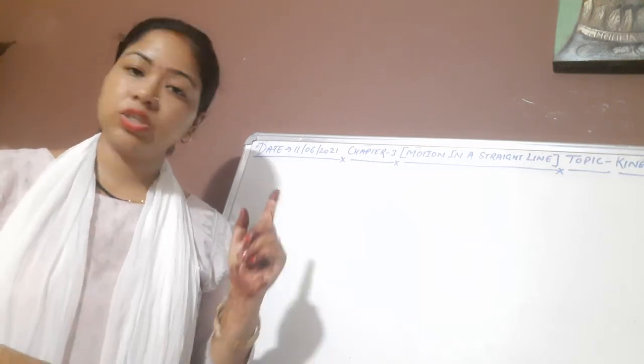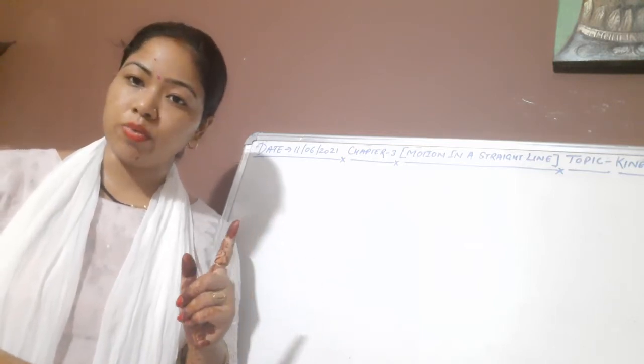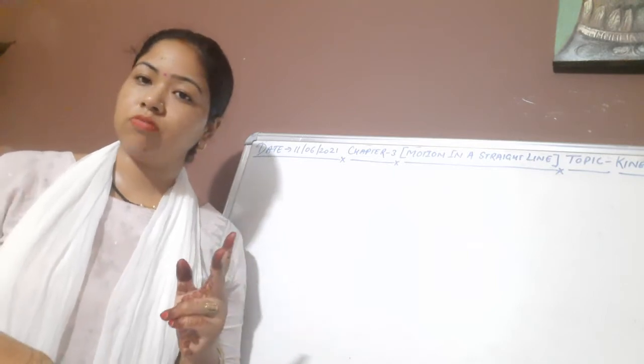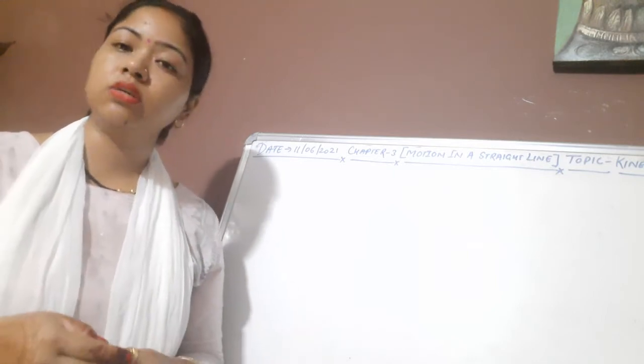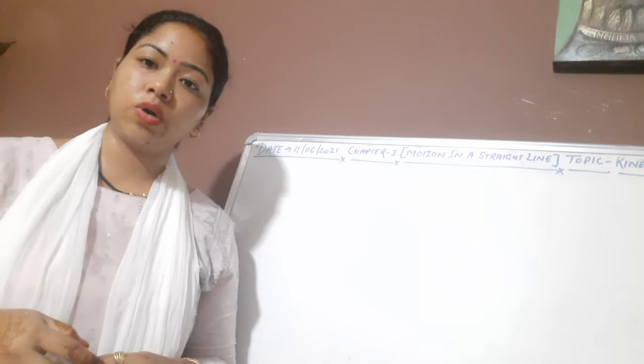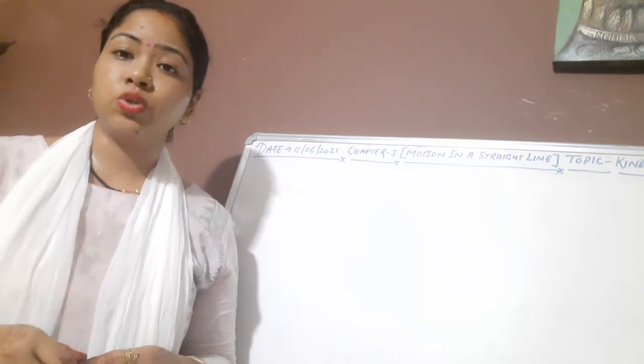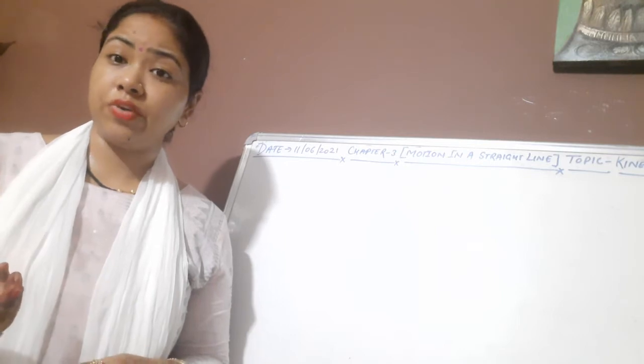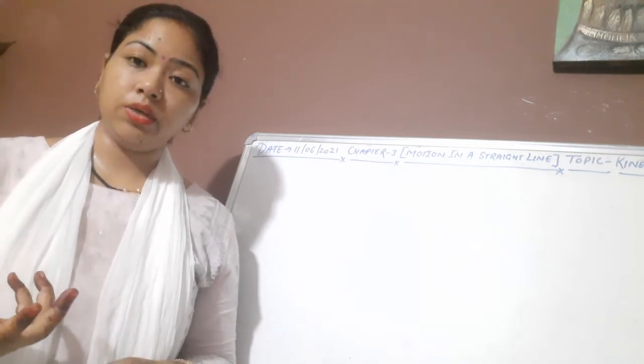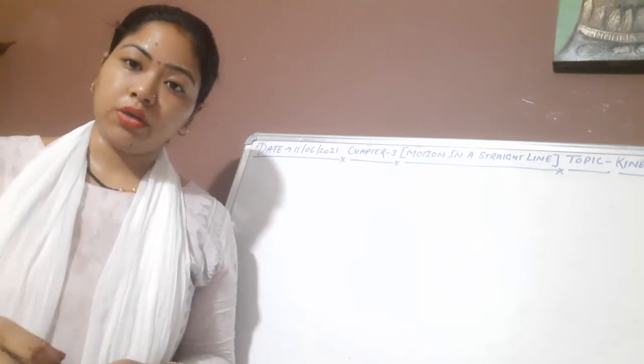Right? So the first equation of motion is v equals u plus at, the second equation of motion is s equals ut plus half at square, and the third equation of motion is v square equals u square plus 2as. So these three equations of motion give us a relationship between different terms related to the motion, right?